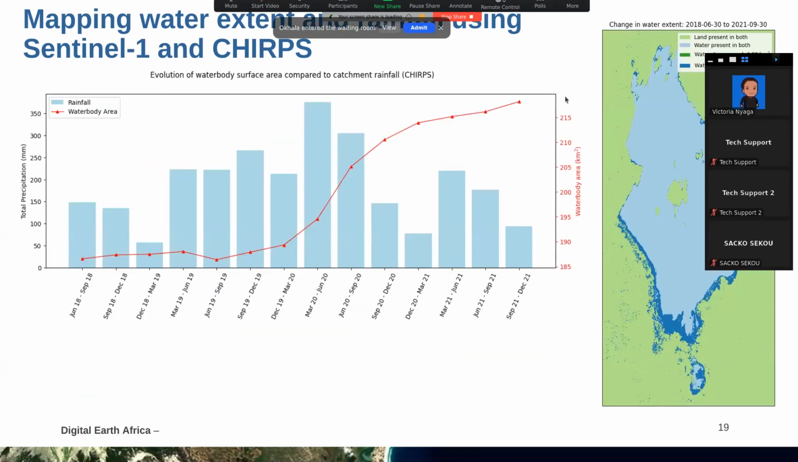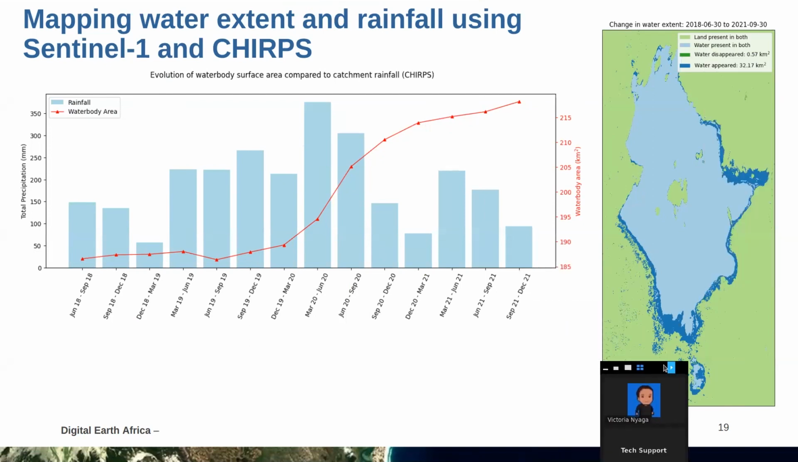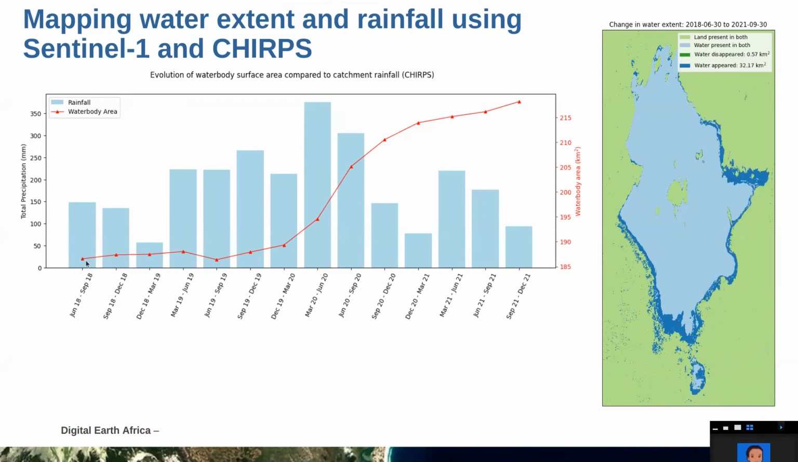Now, as you can see on screen, we've compared the area of the water body over time to the rainfall received. As you can see, there is quite a bit of correlation with the increase in rainfall, but delayed. As an increase in rainfall happened, an increase in the water body's area also happened. In this image, we can see the change in water extent.